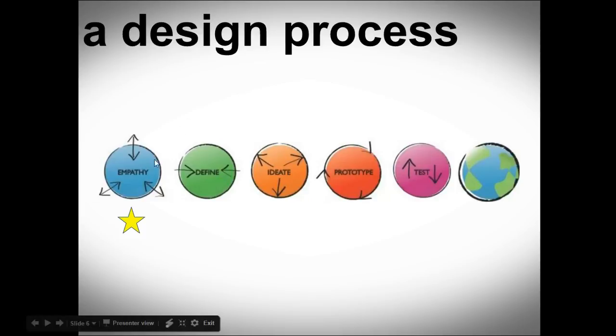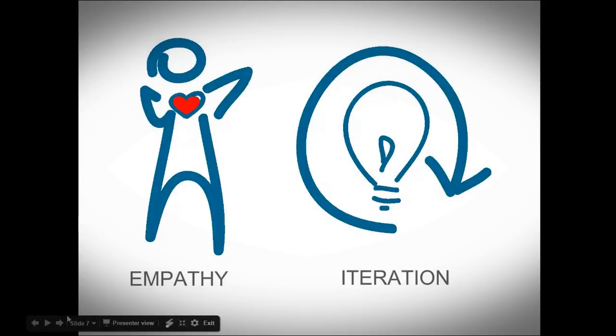We have empathy, and the star kind of indicates the area that we're going to look at. So we're going to look at empathy first. There's define, ideate, prototype, test, which is also like testing, and then receiving feedback. So let's take a look at empathy and what empathy is. So we see our little guy here with the heart, and there's empathy, okay?